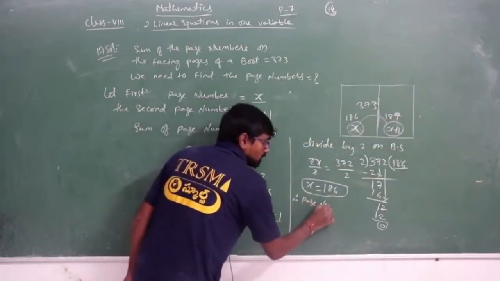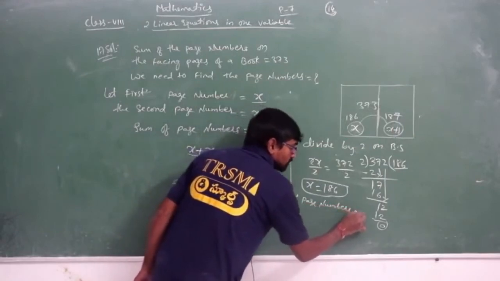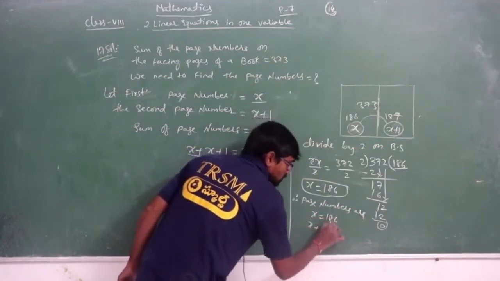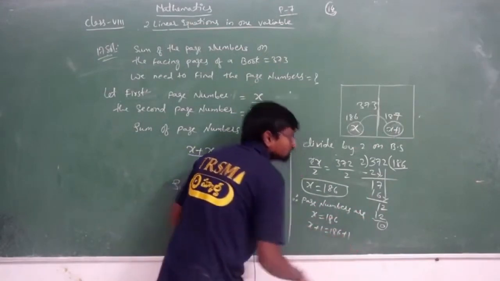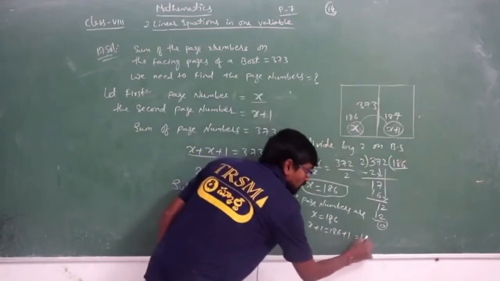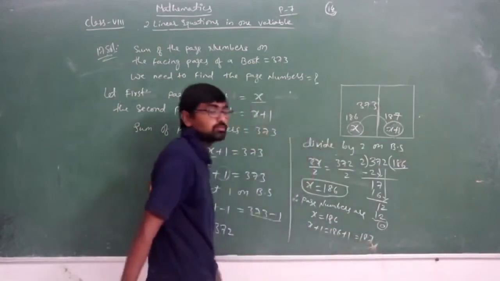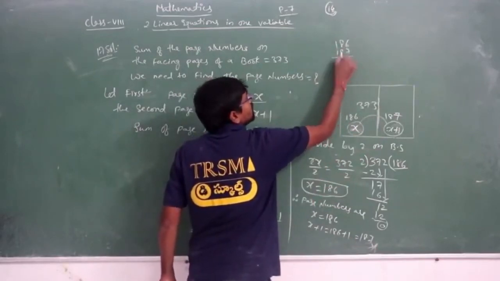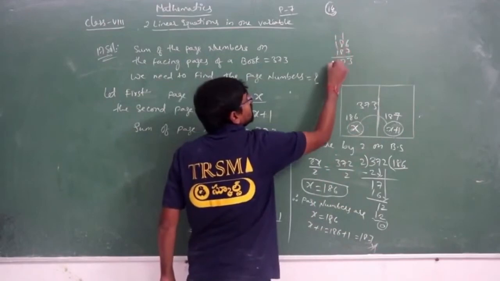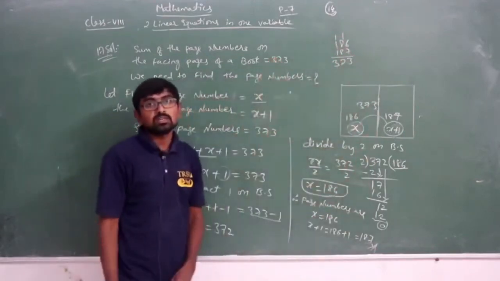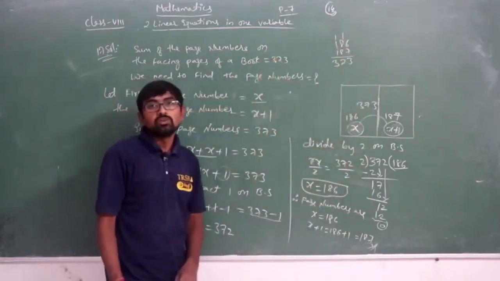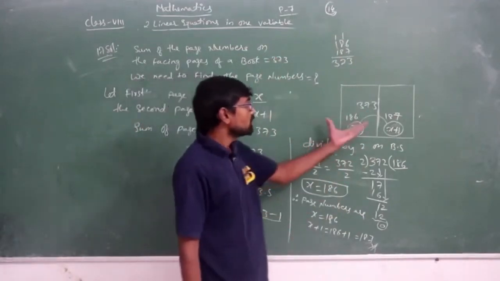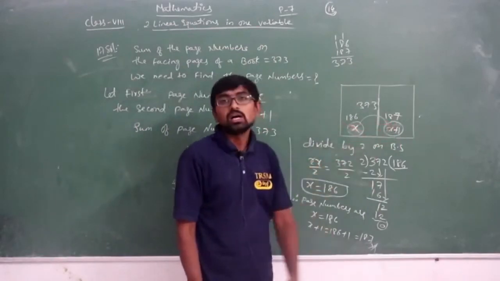Therefore the page numbers are x equal to 186, and x plus 1 equal to 186 plus 1, the second page, that is 187. If you add these both numbers, 186 and 187, you get 373 as the answer. Okay, so this is how you will find the values of the variables and find the number of pages. Hope you all understood.